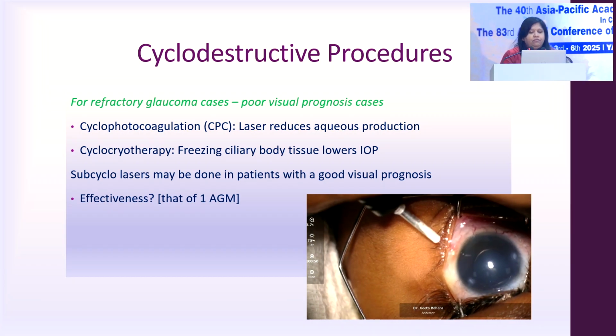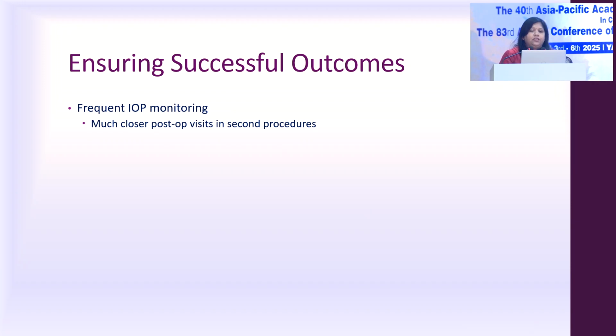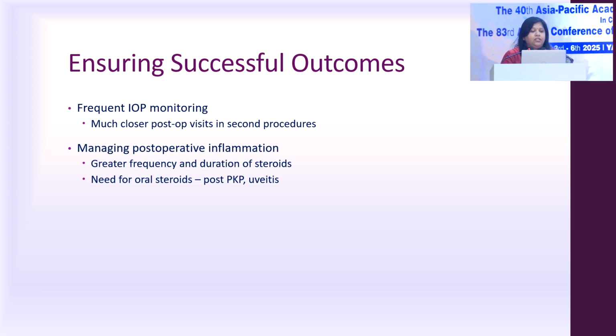So how do you ensure successful outcomes? Frequent IOP monitoring, so much closer post-op visits in second procedures. Managing post-operative inflammation, so greater frequency and duration of steroids. So you need to give the steroids much more frequently than you would ordinarily after a primary trab, and you must continue it longer. Most people will continue it for at least 3 to 4 months. And oral steroids may also be needed in post-keratoplasty or post-uveitis patients.